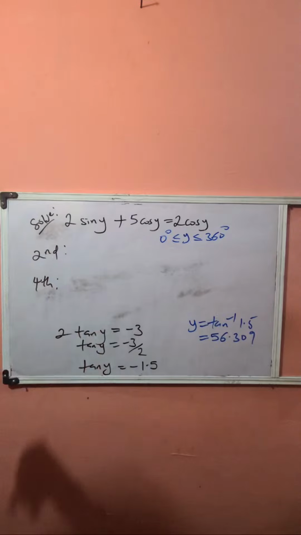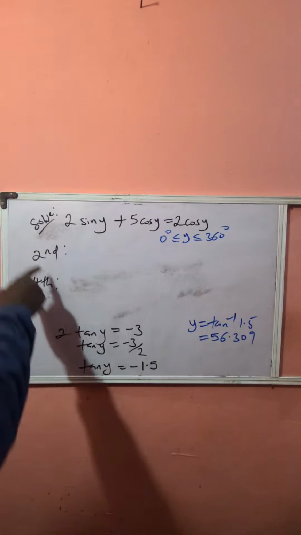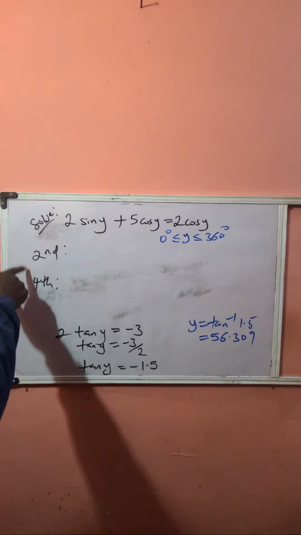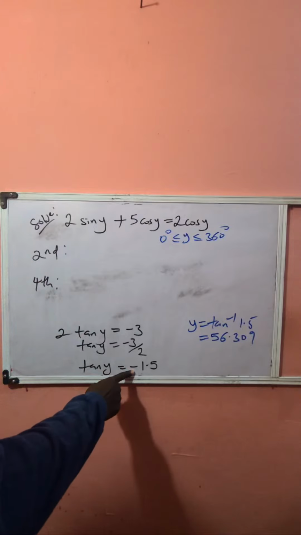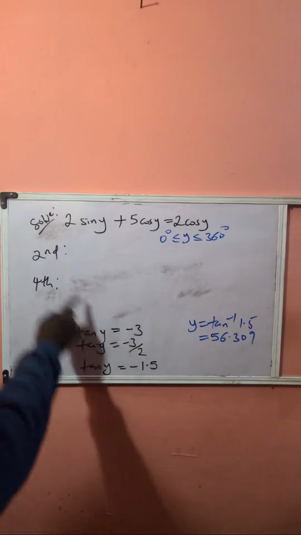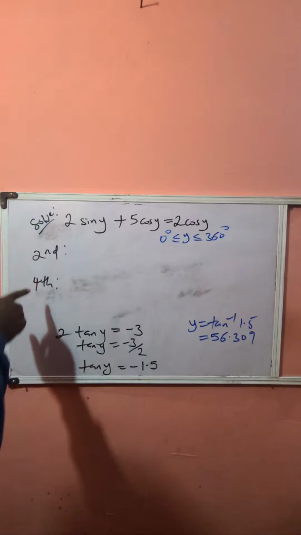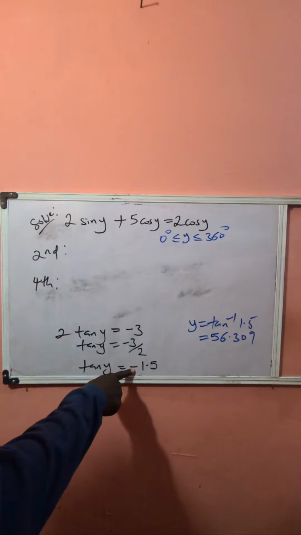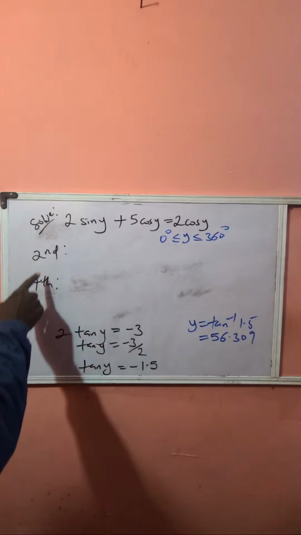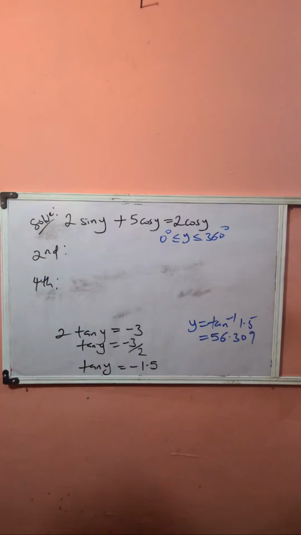These are the two quadrants where tan is negative. The reason we're studying where tan is negative is because of this particular sign. If this was positive, then we'd be studying where tan is positive. So where is tan negative? Tan is negative in the second and fourth quadrant.